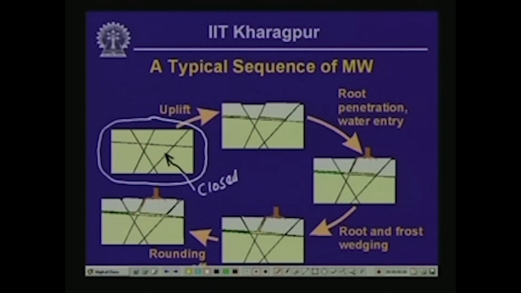And then this particular rock mass is subjected to uplift, and because of the uplift, some of the joints are opening up because of pressure release, and then what could happen is trees could grow, growth of vegetation can begin, in due course of time.